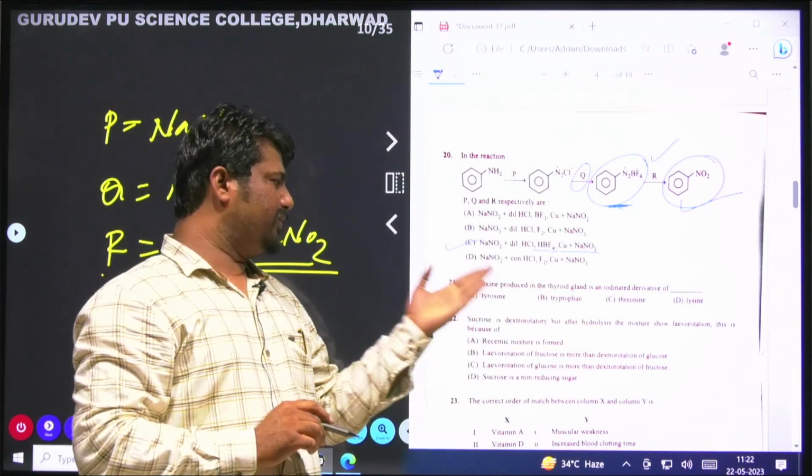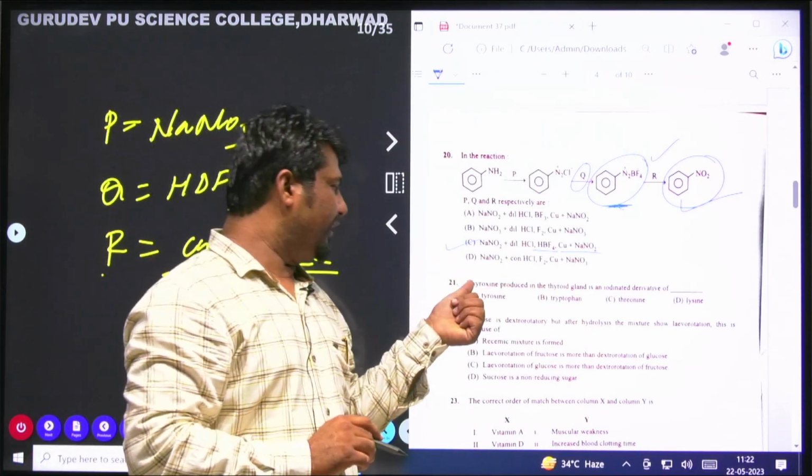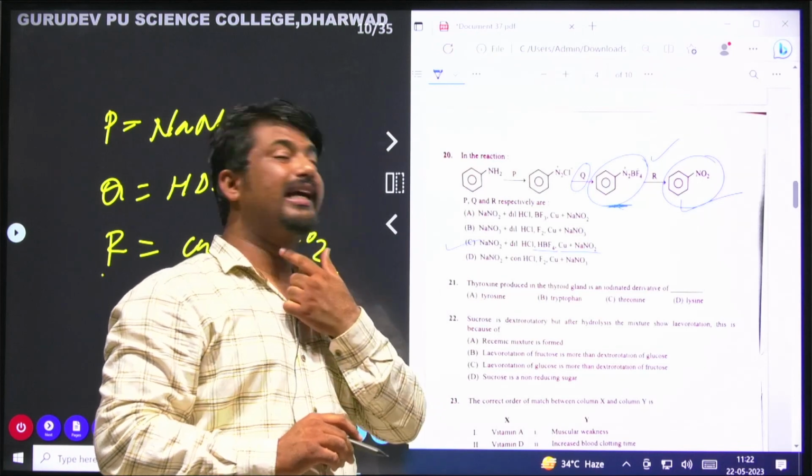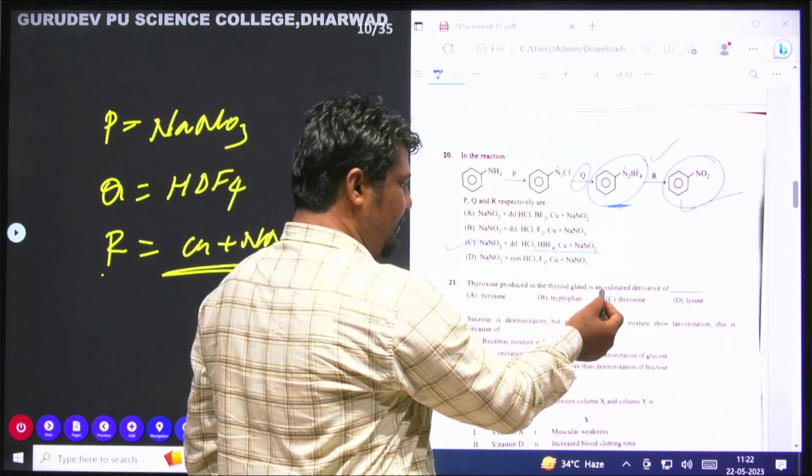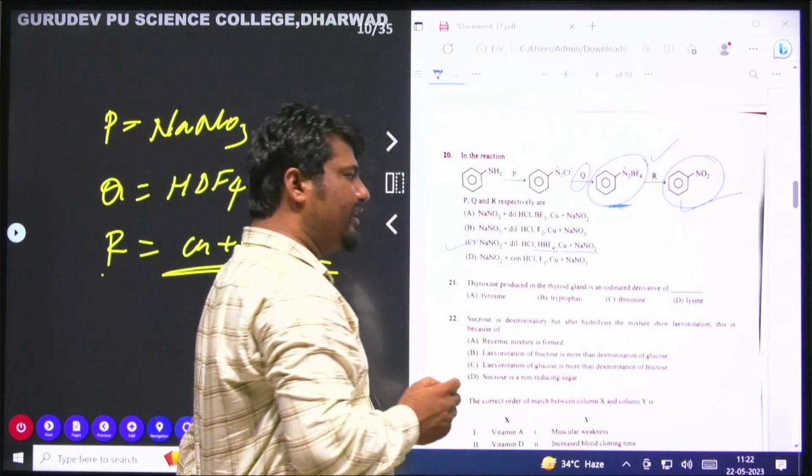Here, one of the very easiest questions. Thyroxine produced in the thyroid gland, which is present in the neck, is an iodinated derivative of.